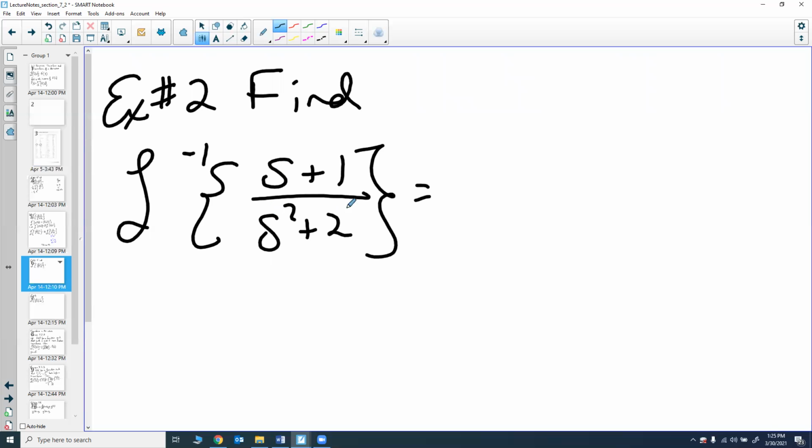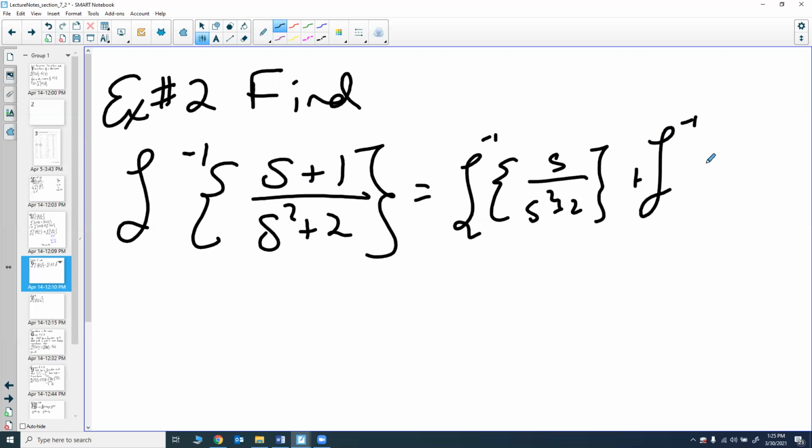I don't like having this top with two things, so I can separate these. It is the inverse Laplace of s over s squared plus 2, plus the inverse Laplace of 1 over s squared plus 2. I was thinking this was a little more involved, but it's not. You just separate it into two fractions.